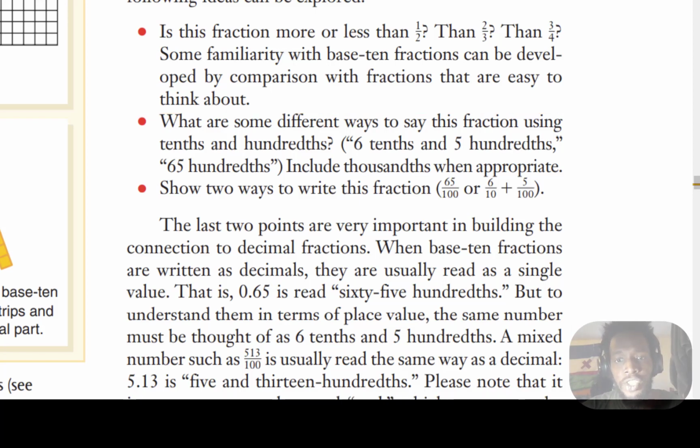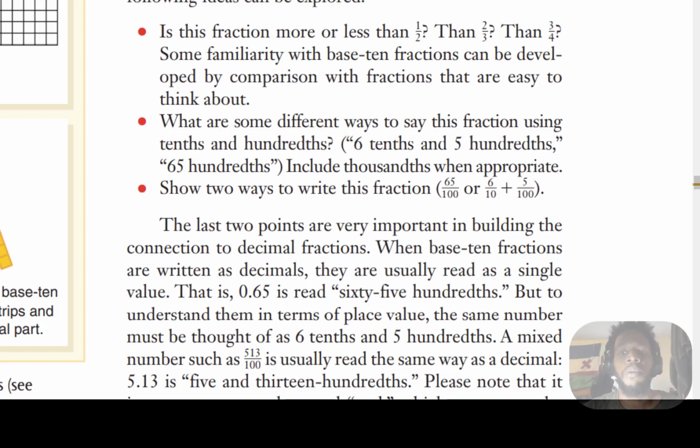When base 10 fractions are written as decimals, they are usually read as a single value. That is, 0.65, out of convenience, is read 65 hundredths. But to understand them in terms of place value, the same number must be thought of as 6/10 and 5/100ths. So if we want to change up the format a little bit, this is how we change up the format.